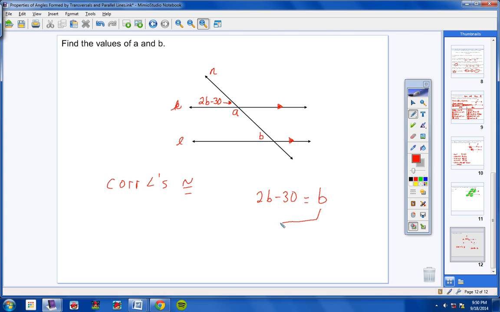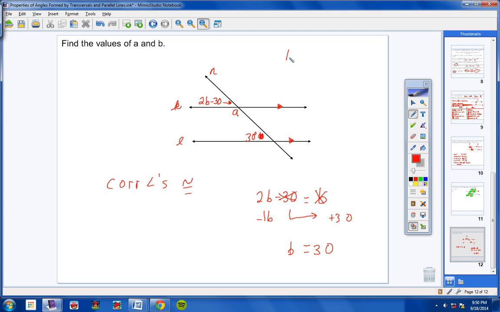I'm going to bring this b over here, and when I bring it over, it becomes a negative b. It was a positive b over here, so a negative b. I'm going to take this negative 30 and bring it over. It was a negative 30, now it's a positive 30. Bring down your equal sign. So 2b minus 1b would be b, and bring down your 30, b equals 30. So we know this right here would have to be 30 degrees.